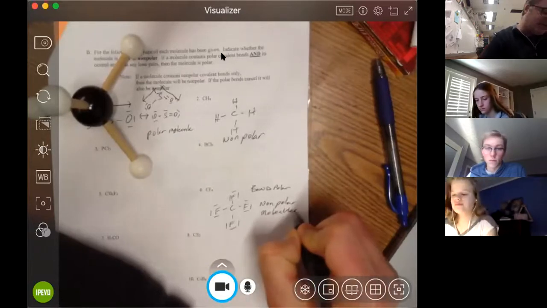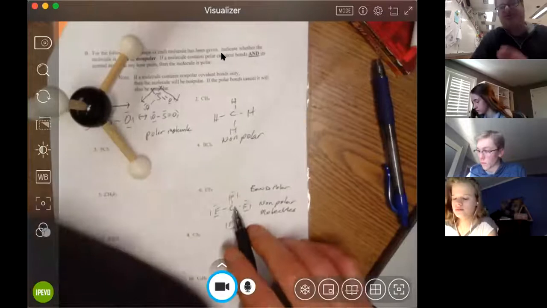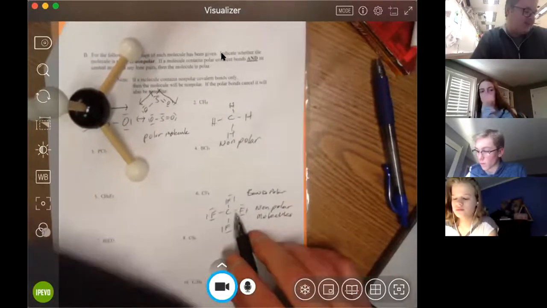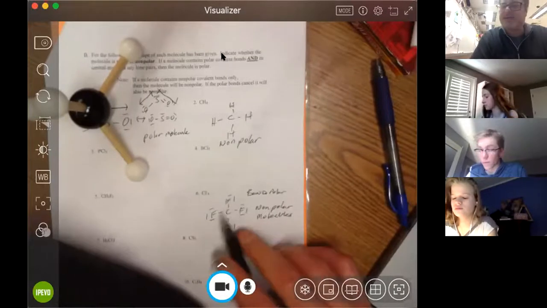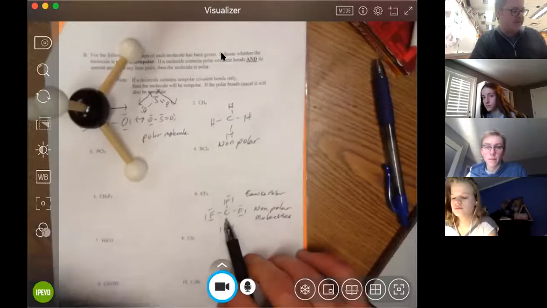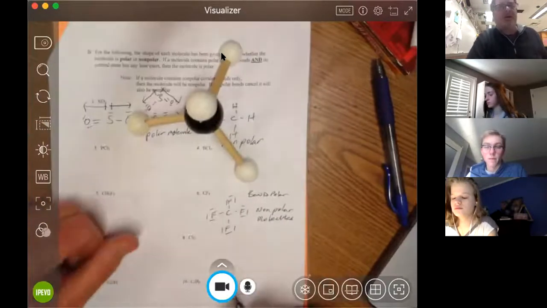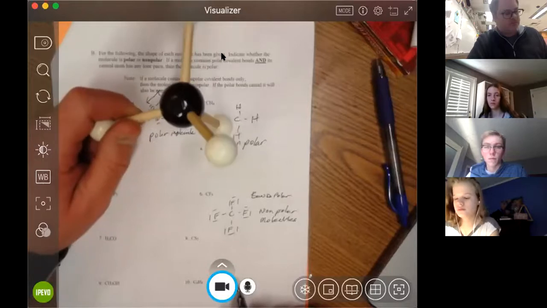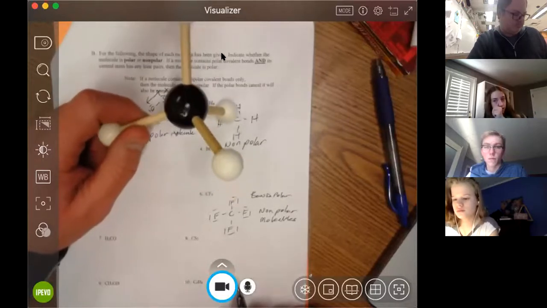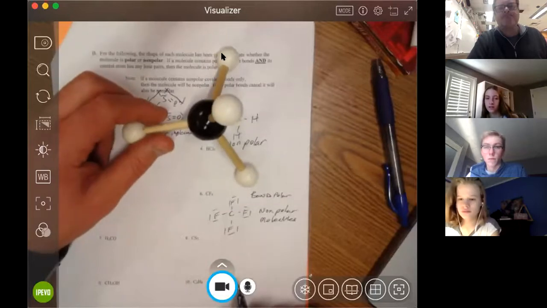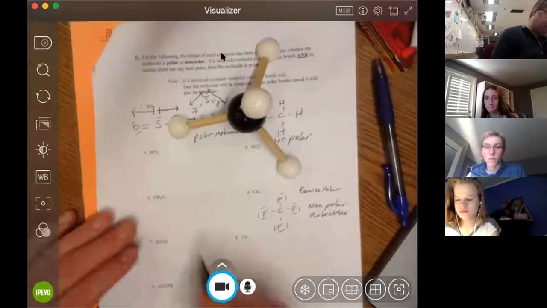So if you imagine that the carbon is like a ring, and these bonds are like ropes attached to that ring, if all of these pulled at equal strength to each other, that ring would not move. Right? So would that be the case in all tetrahedrals because of their shape? Well, let's take a look.